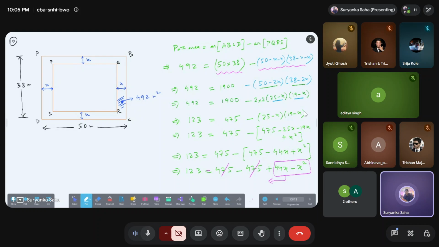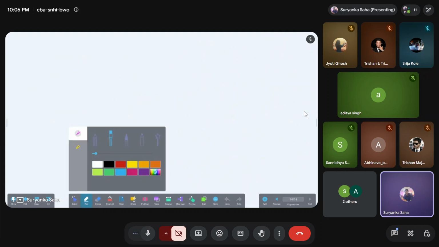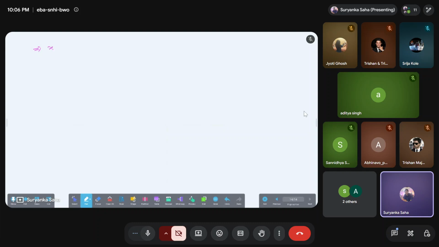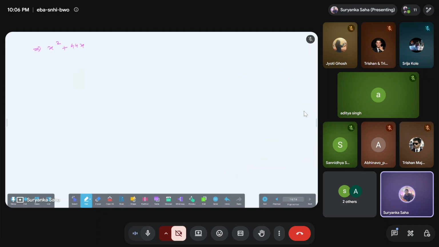So let me go to the next page and solve the equation. We are getting x square minus 44x plus 123 equal to 0.